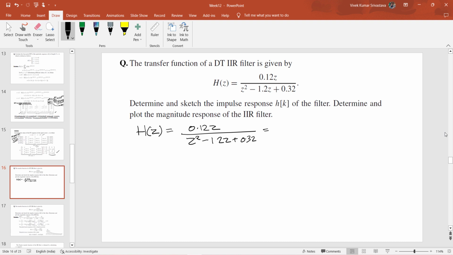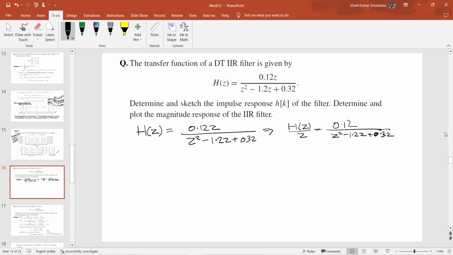So now to solve this, we have to just divide by z on both sides. So H of z over z, we can write it as 0.12 over z square minus 1.2 z plus 0.32. Now here also we will use the same method, that is the partial fraction method, so as to solve this H of z.